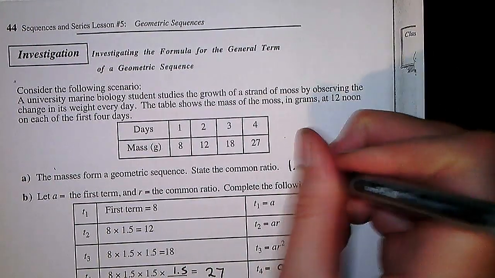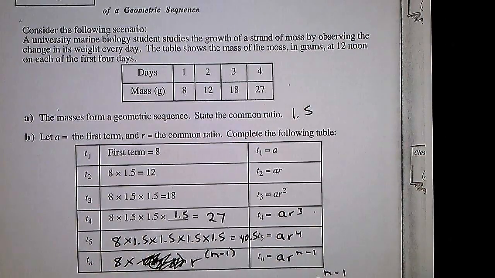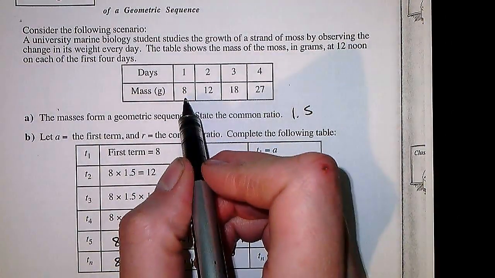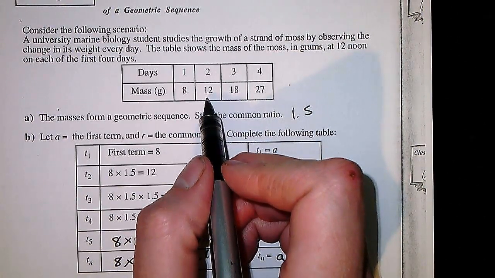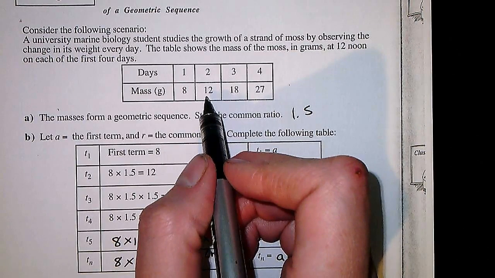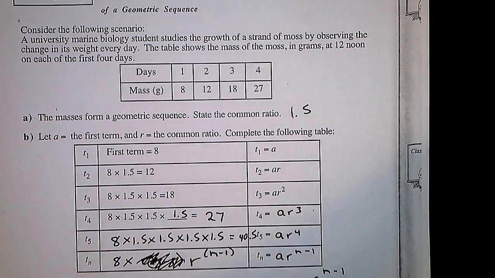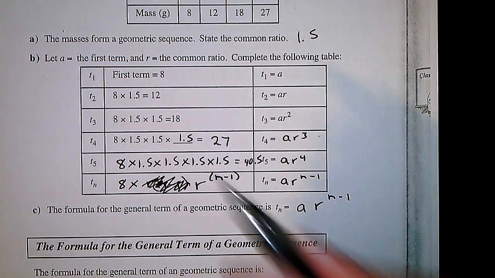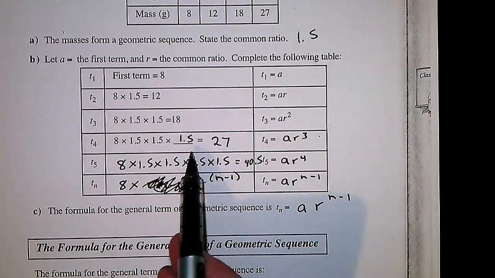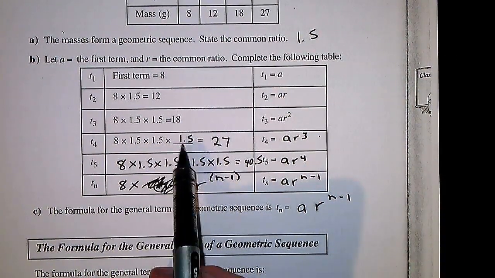When we are working through this investigation, we had a sequence where we started with a mass of 8 on day 1, and then this was growing by a factor of 1.5 each day, and so the common ratio would be 1.5. What we were meant to discover was, since we're multiplying by 1.5 for each additional day, as we increase the number of days, we're multiplying by that common ratio an extra time.